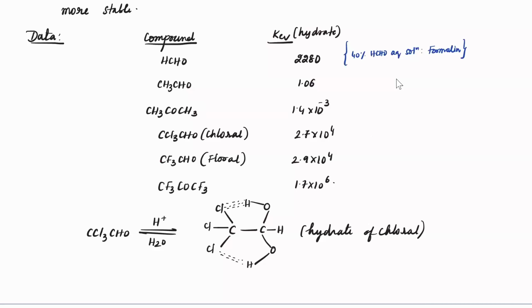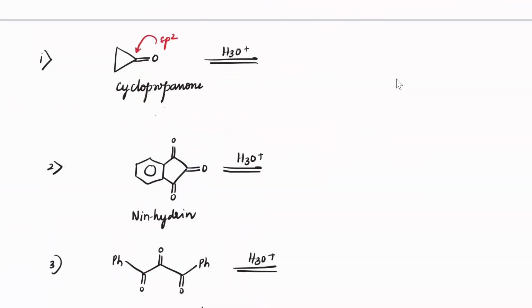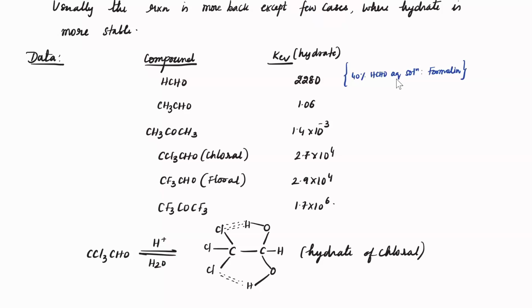For two reasons. One, it is increasing the polarity of the C=O. Second reason, they are making a strong intramolecular hydrogen bond. So here we have a strong intramolecular hydrogen bond. All right. And this is where we stopped.